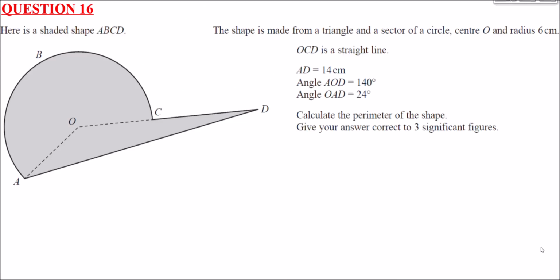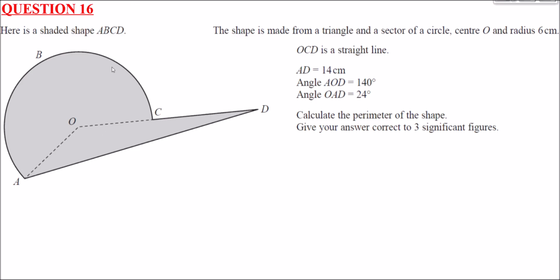Number 16. We've got this shape ABCD. It looks part circular, with a triangle attached to it. Like it says, it's made from a triangle and a sector centered at O and radius 6. OCD is a straight line, AD is 14, angle AOD is 140, and angle OAD, this one here, is 24 degrees. Calculate the perimeter of the shape. Give your answer to 3 significant figures.